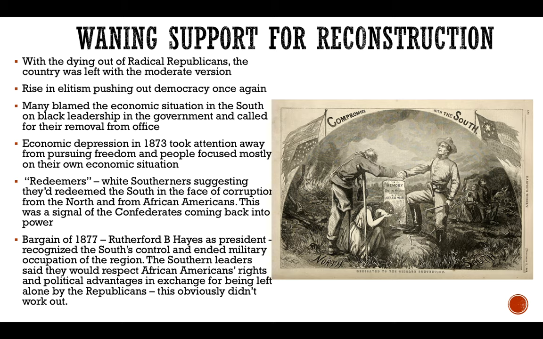The Southern leaders said that they would respect African Americans' rights and political advantages in exchange for being left alone by the Republicans. This obviously didn't work out, and many of the northern states and the federal government itself essentially turned a blind eye and left things up to the states themselves. So we see an end to this strong attempt at recreating the southern states and sort of backing off in order to ensure that the southern states would remain within the Union and not rebel again.